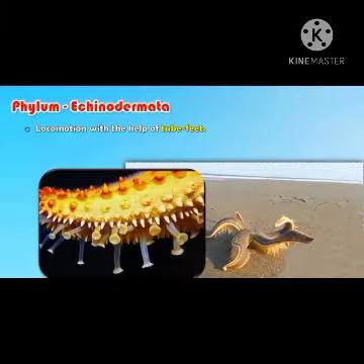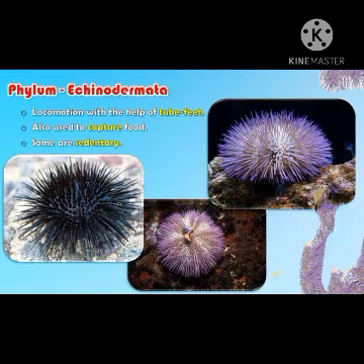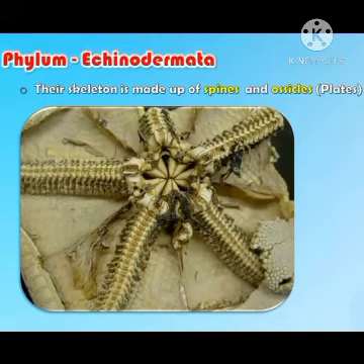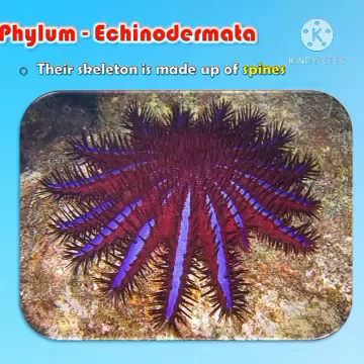Locomotion is done with the help of tube feet. In starfish, tube feet are also used to capture prey, that is food. Some are sedentary, example sea urchin. Their skeleton is made up of spines and ossicles, that is ossicle plates.